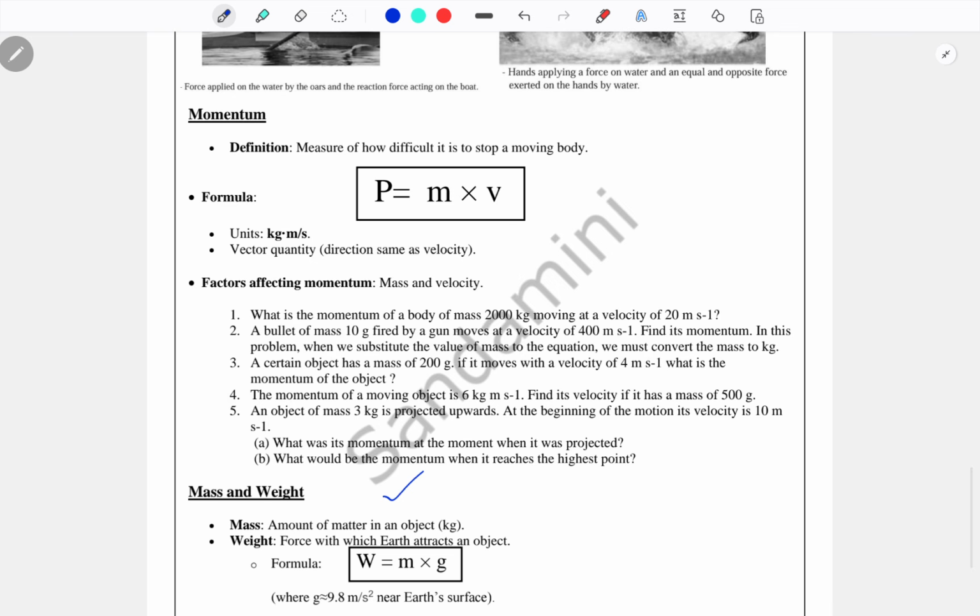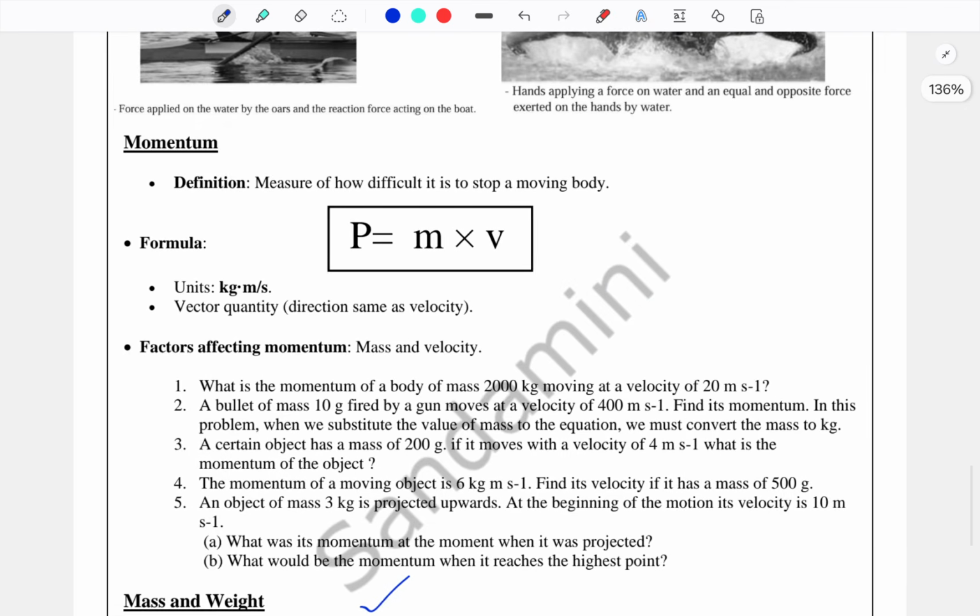What is momentum? It's not a Newton law, right? Momentum is a separate thing, like what I explained with force. Force is a separate term. Momentum is also a separate term. Okay. Momentum, from the definition, is the measure of how difficult it is to stop a moving object or a moving body. Think something is moving.